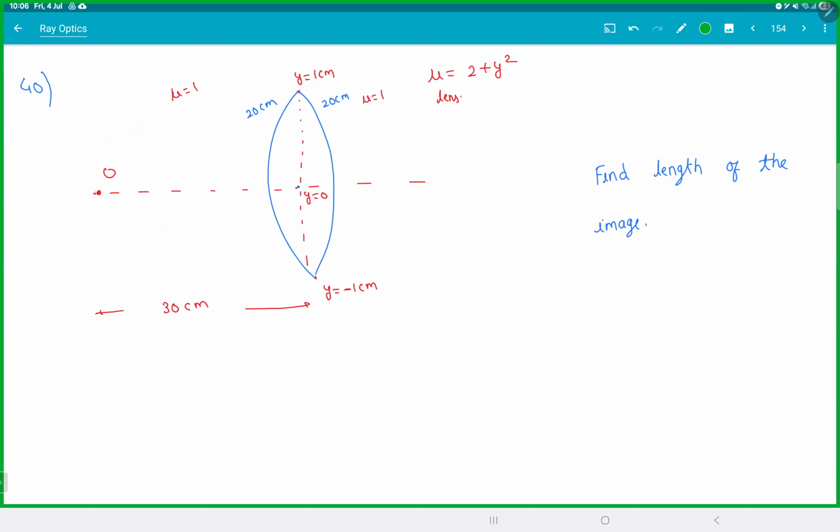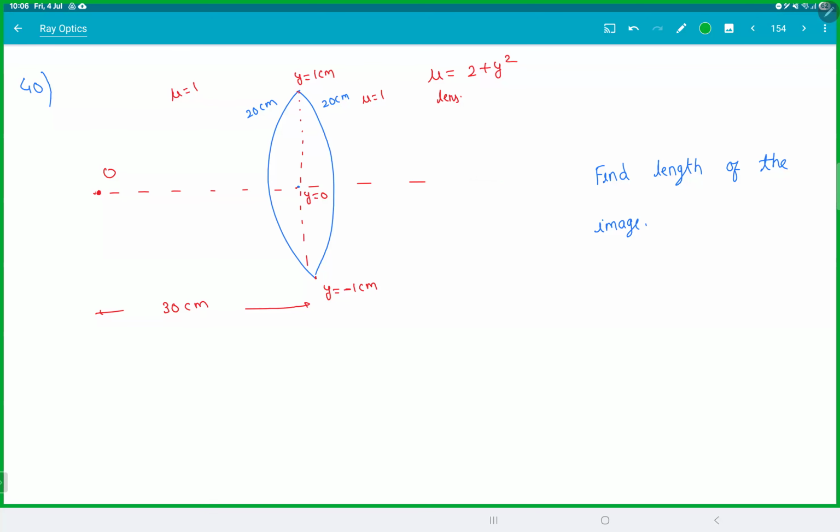Here, your lens is made of infinite mediums, isn't it? So you'll get infinite images. All those images will form a line, isn't it? So that one small dot will look like a line. So how do we handle this?